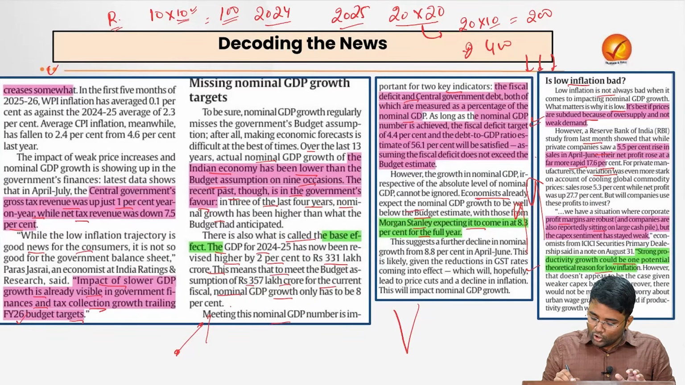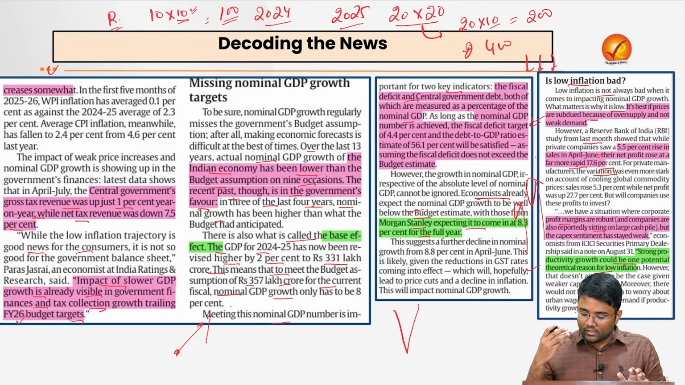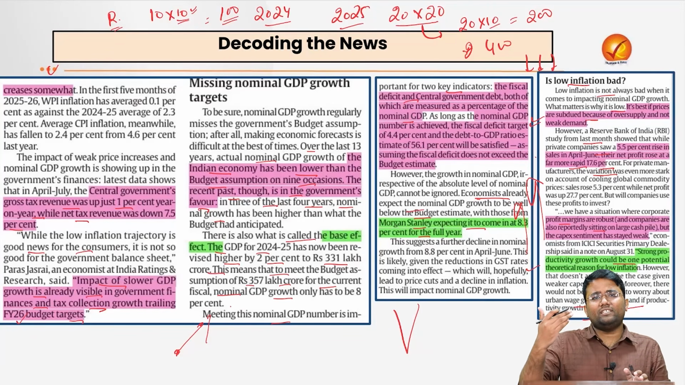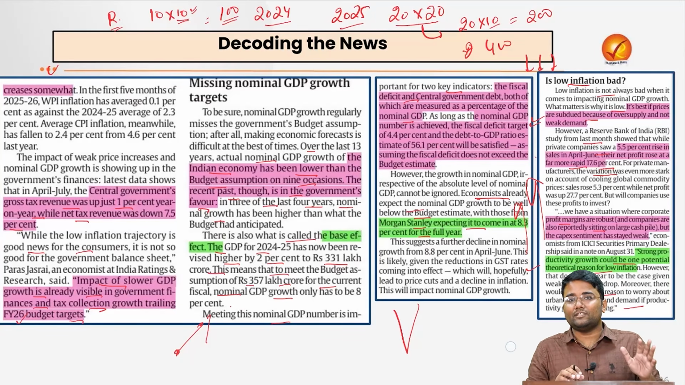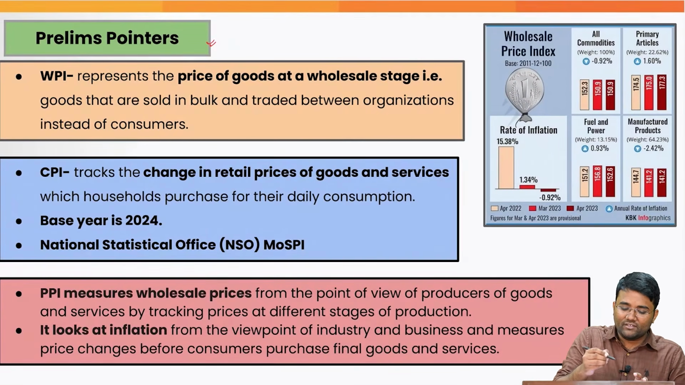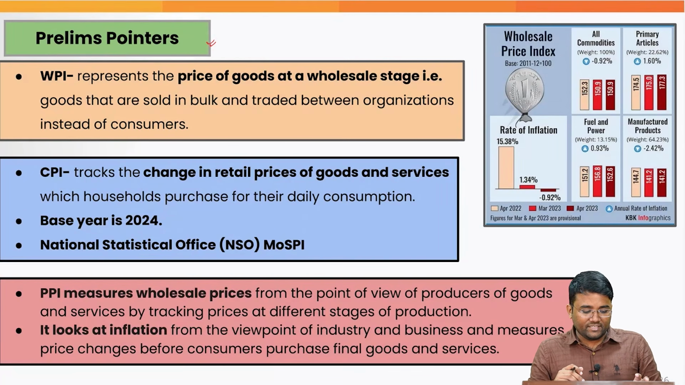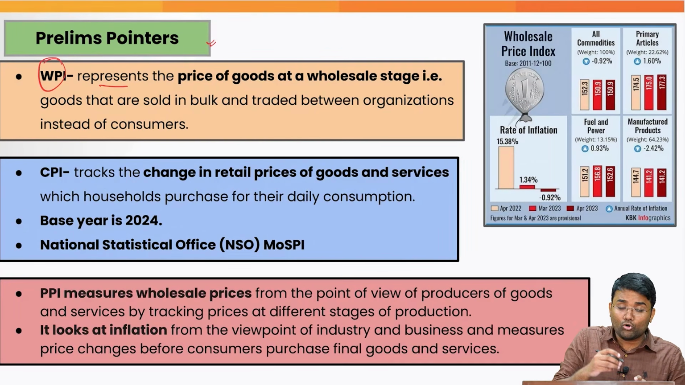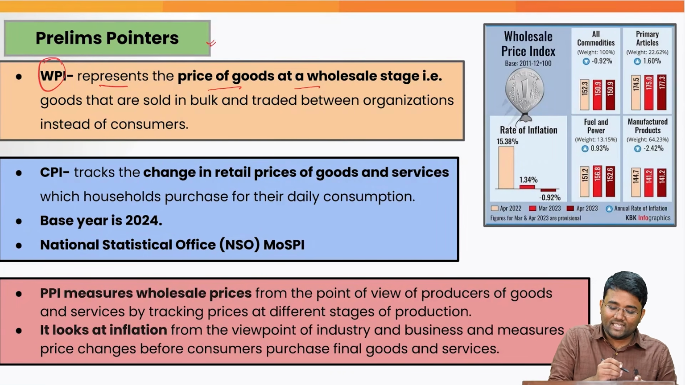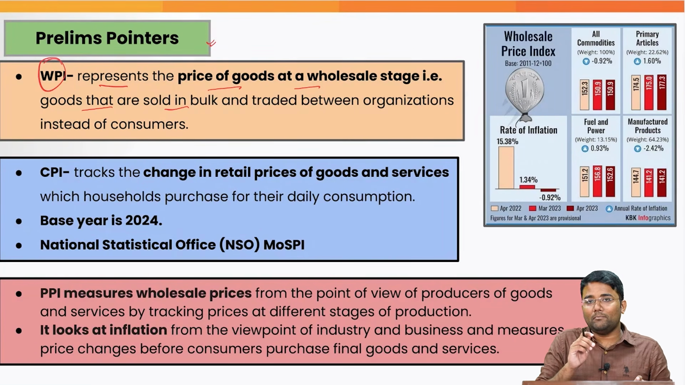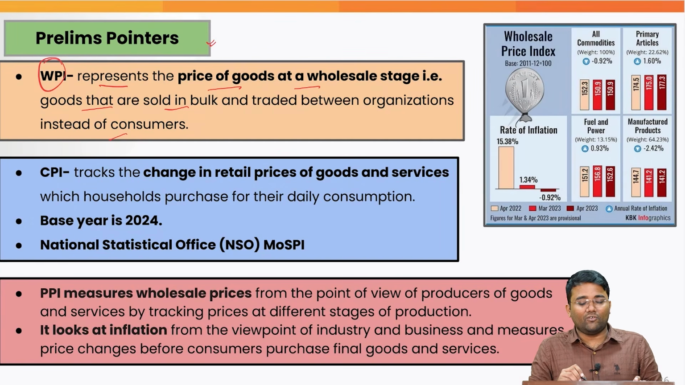Also, there would not be much reason to worry about urban wage growth rate and demand if productivity growth was rising. If the productivity of the companies is rising, that is not a major concern. If you talk about the various indicators of inflation, the WPI, which is the wholesale price index, represents the price of goods at wholesale stages, that is, goods that are sold in bulk and traded between organizations instead of consumers.